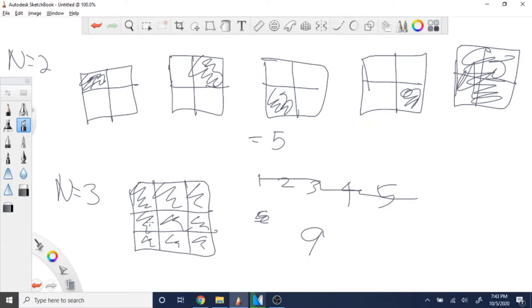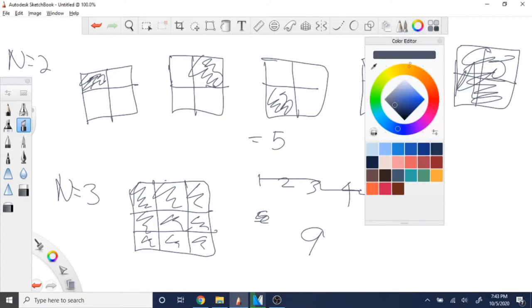If I were to count this square, let me change it to a different color. If I count this individual square right here, this total square, every 4 we see is a different square. So this would be another square, so this is equal to another one. So this is equal to 10.